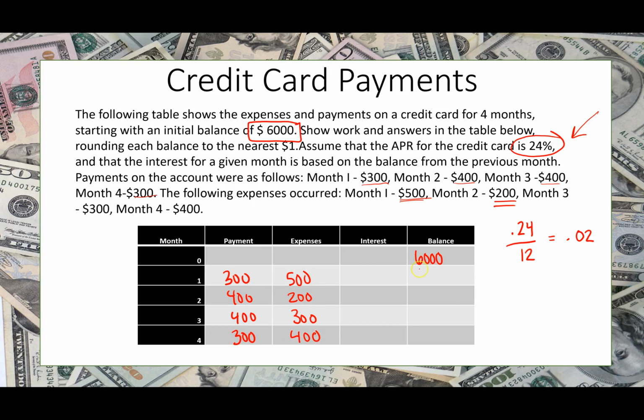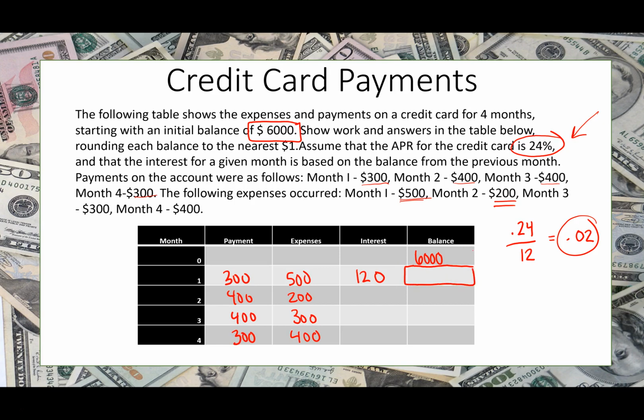All right, so let's go ahead and find our interest. So we're going to take 6,000 and multiply it by 0.02. And our first month, we're paying $120 in interest. Bummerino.